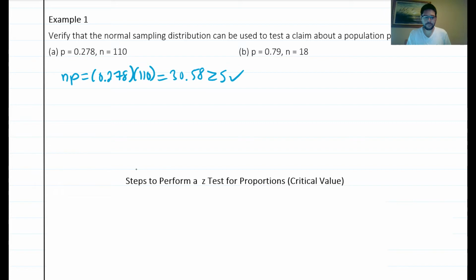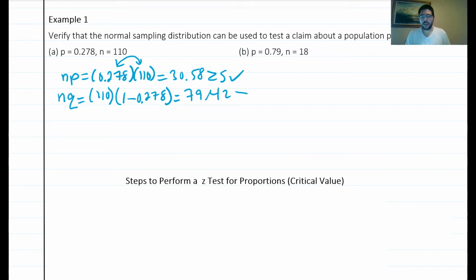So far, so good. And then we're going to do n times q. Of course I wrote this in the wrong order, but it doesn't really matter when you're multiplying. But I'll just switch those so that you know that n is 110. So n is 110 times, and to find q, you're going to do 1 minus p. So 1 minus 0.278. And then we'll get 79.42. And this is greater than or equal to 5.